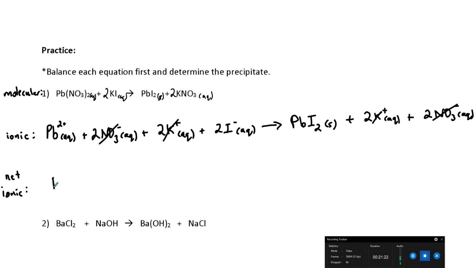So let's write out what's left over. We've got lead, we've got iodide, I should say, and finally lead iodide, PbI2, precipitate.